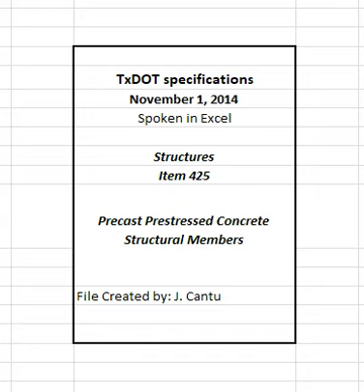Item 425. Precast prestressed concrete structural members. 1. Description. Furnish and erect precast prestressed concrete members fabricated by pre-tensioning, post-tensioning, or a combination of the two. 2. Materials. Use materials that meet requirements of the following items.